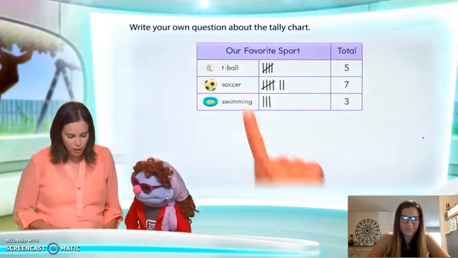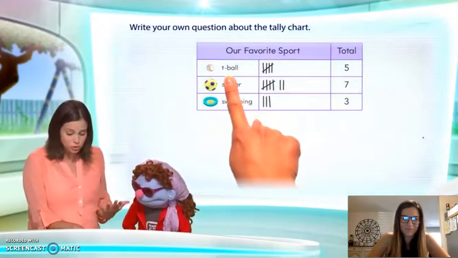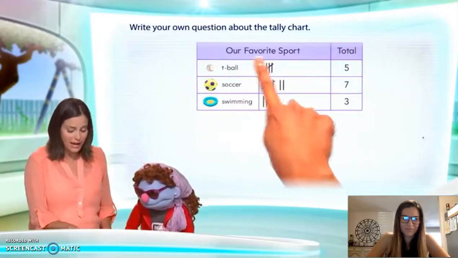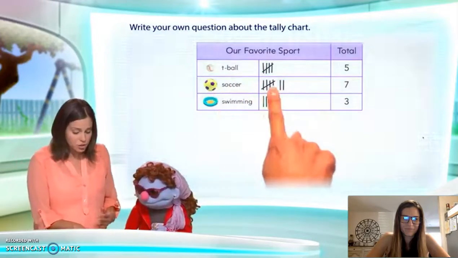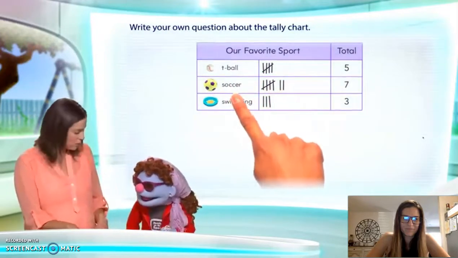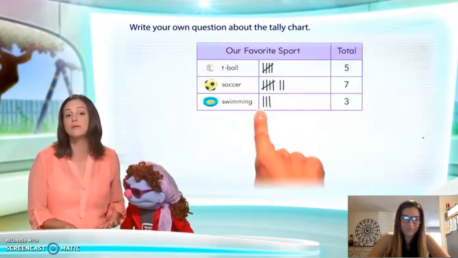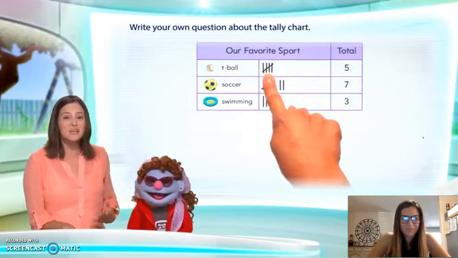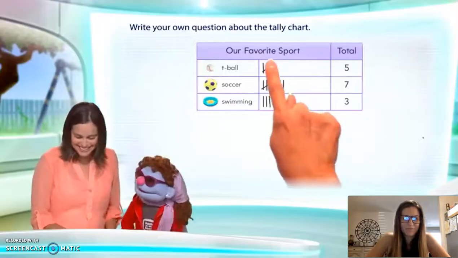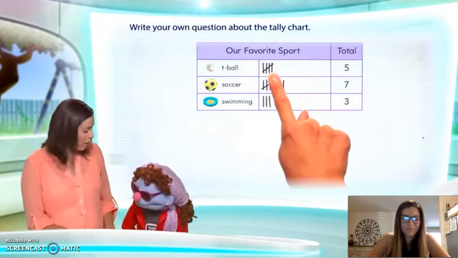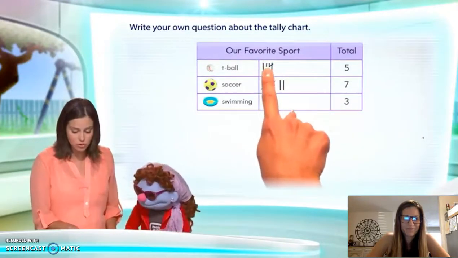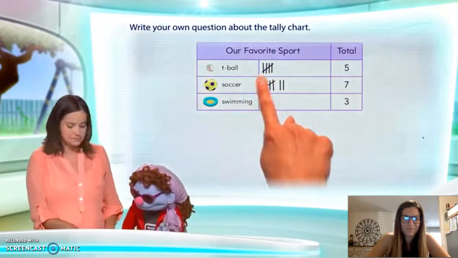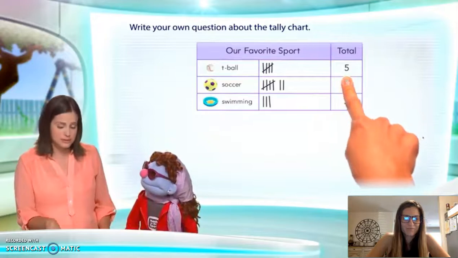Oh, how exciting. Now let's see what they give us. Well, we have number of children who chose t-ball as their favorite sport, number of children who chose soccer as their favorite sport, and number of children who chose swimming as their favorite sport. Now let's talk about what the tally marks represent. This is how we show 5 with tally marks. Oh, yes. See, we have 1, 2, 3, 4, and then 5. So 5 students chose T-ball.